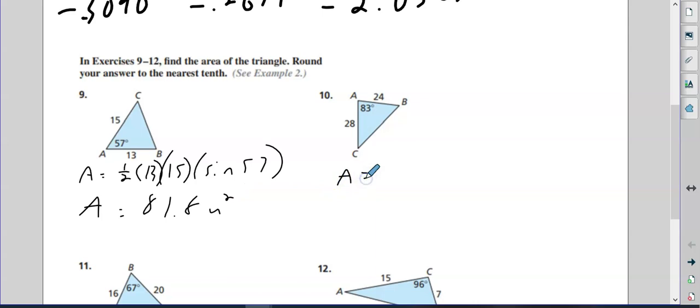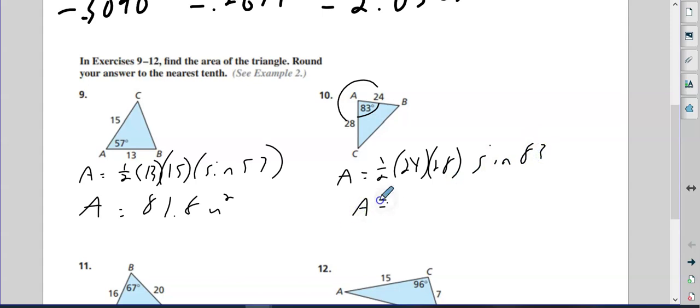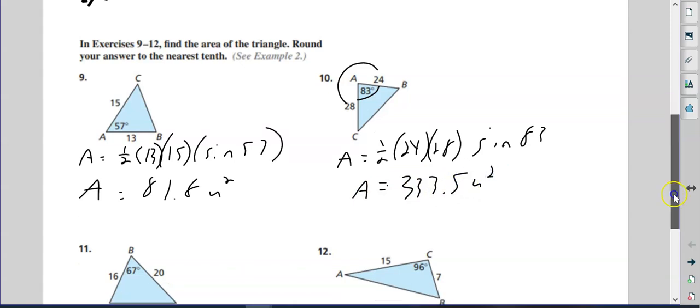Okay, so area equals, here's my angle, here are the two sides that make it, 1/2, put in the two numbers, and then sine of 83. I'm not going to type in the calculator, you saw how to do it. Area equals 333.5 units squared.